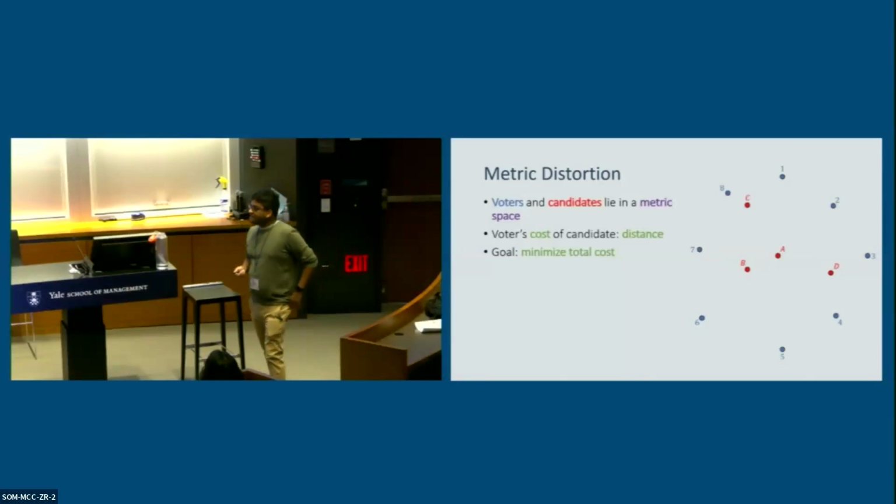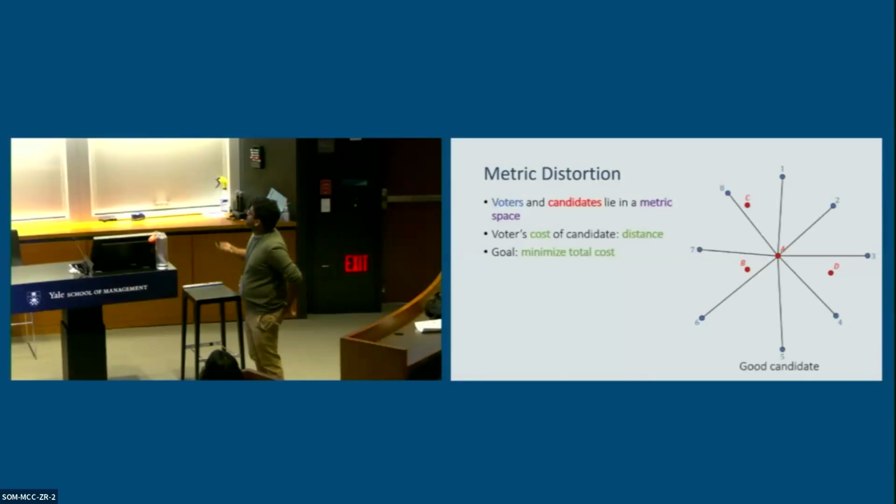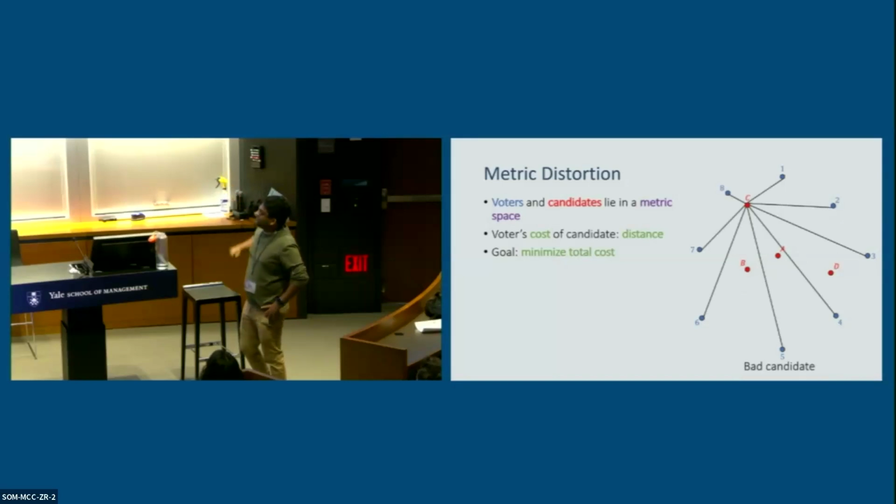That seems easy enough, but there's a catch. For example, in this picture, candidate A would be the best candidate because they're right in the middle of all of the voters. Whereas candidate C, even though some voters are happier, in total the distance is larger, so that would be a worse candidate.